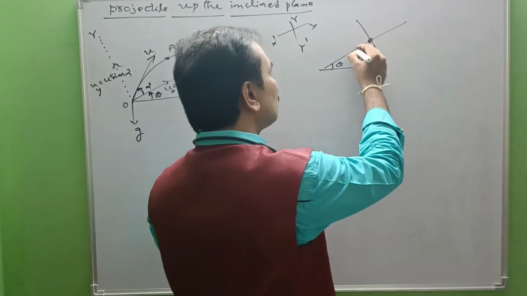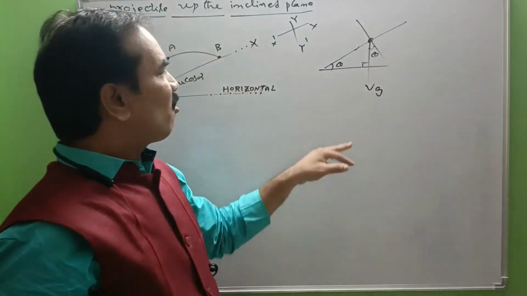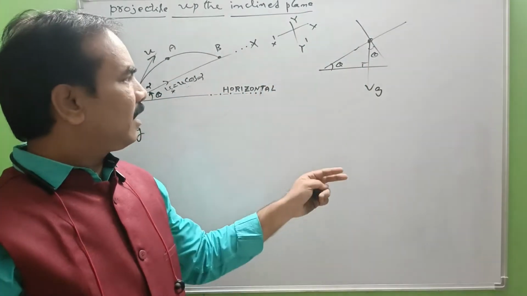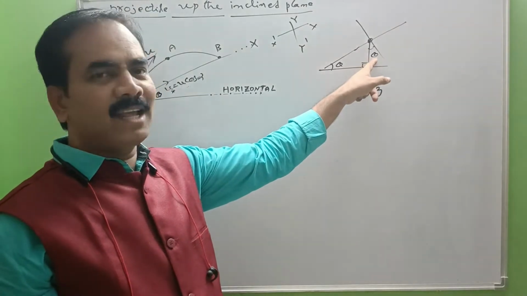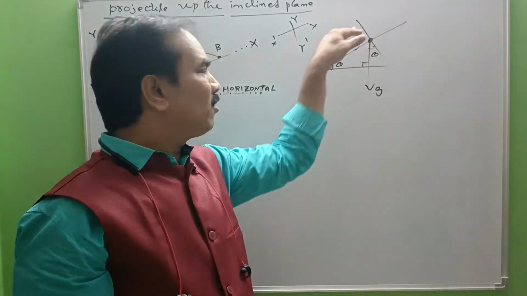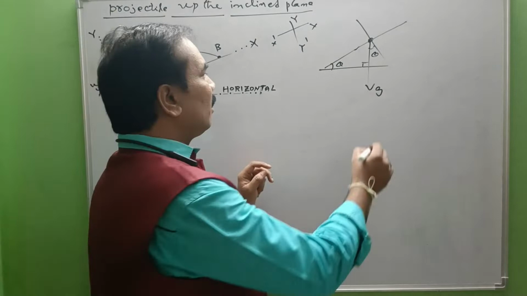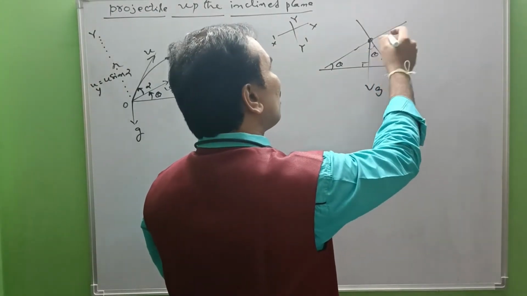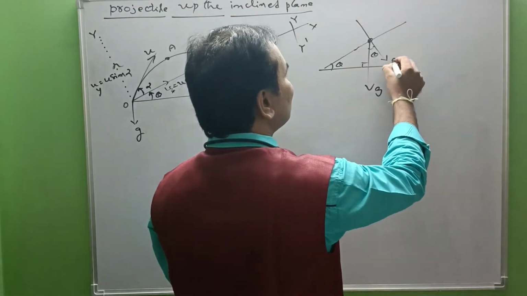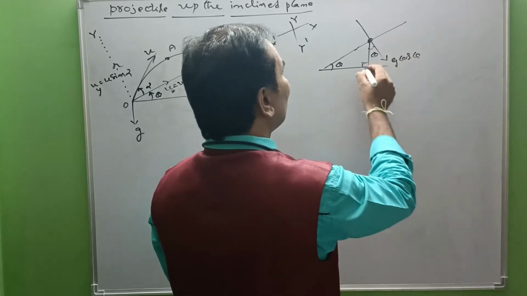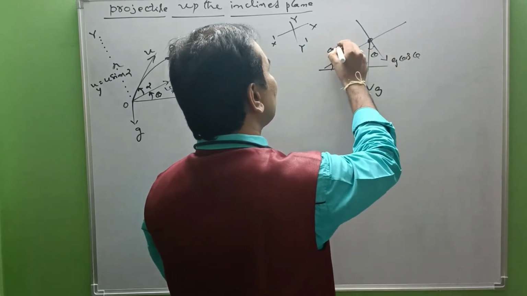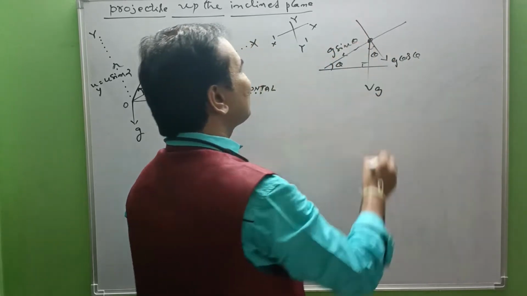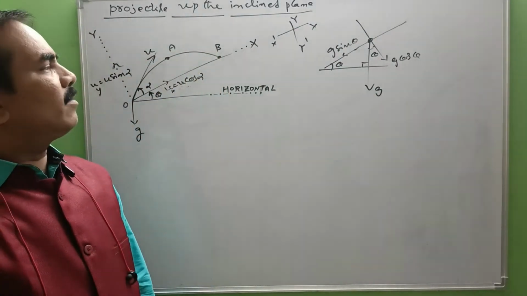Am I right? So G can be resolved into two components as it is making an angle theta with the normal drawn to the incline. So the component along the normal drawn to the inclined plane is G cos theta. Down the inclined plane is G sin theta. Why?